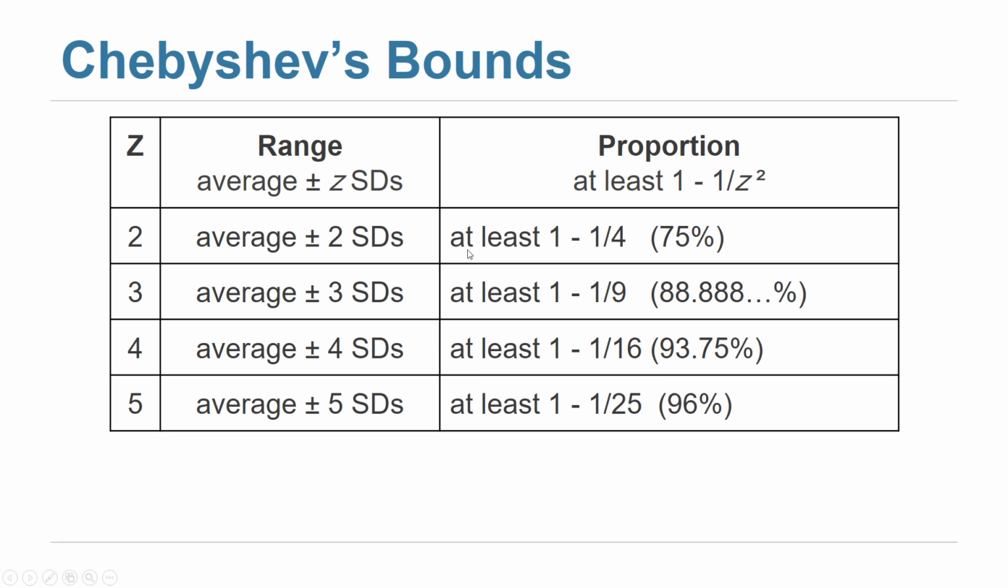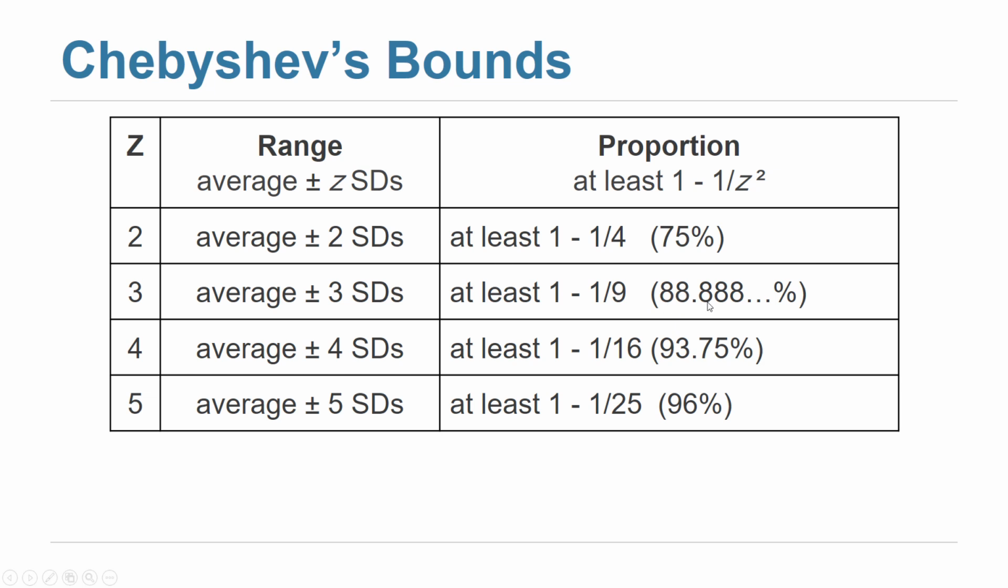So the proportion of the data within two standard deviations from the average will be at least 1 minus 1 over 4, which is 75%. That means that at least 75% of the data in any distribution will be within 2 standard deviations from the average, on both sides of the average.